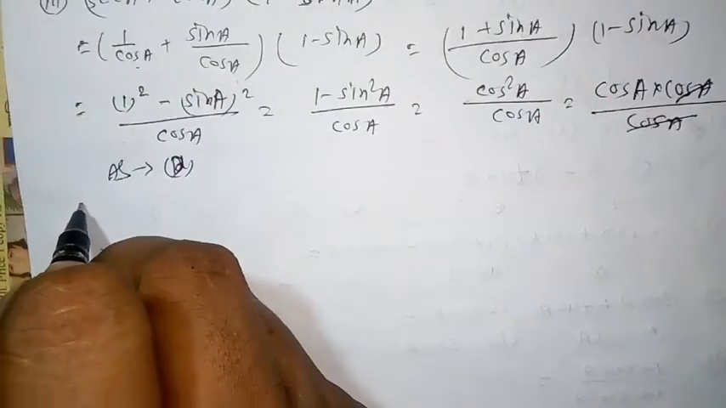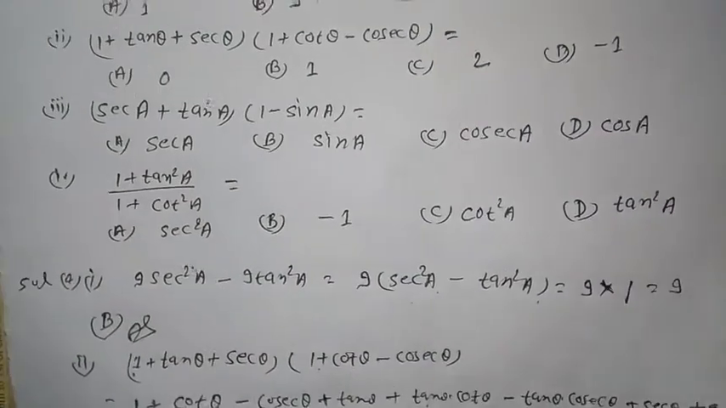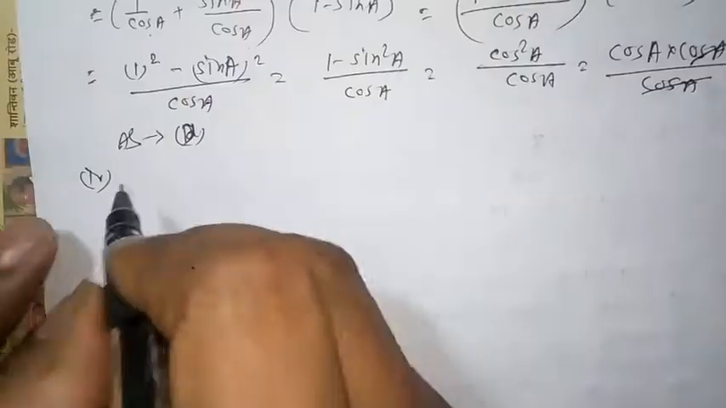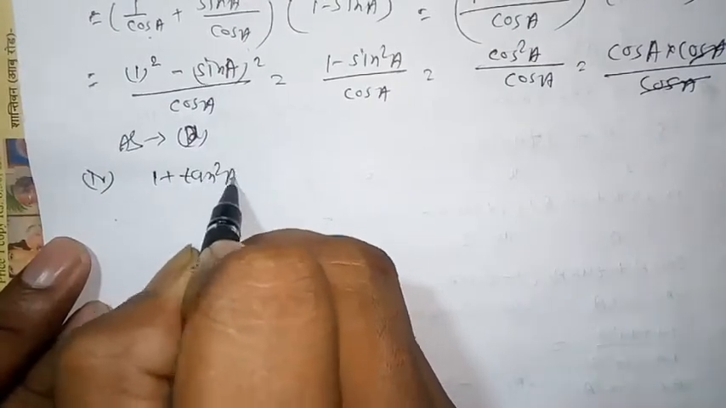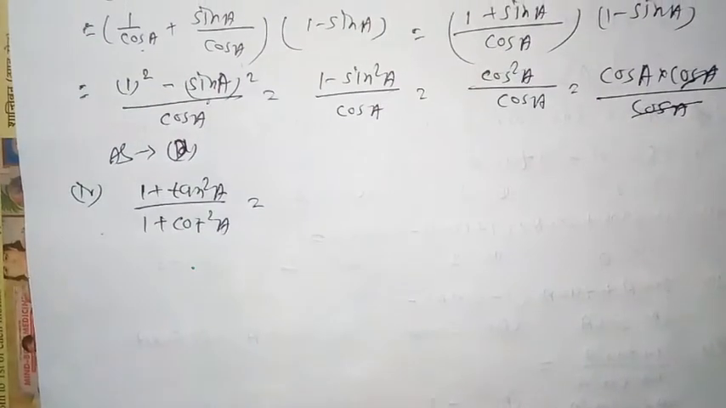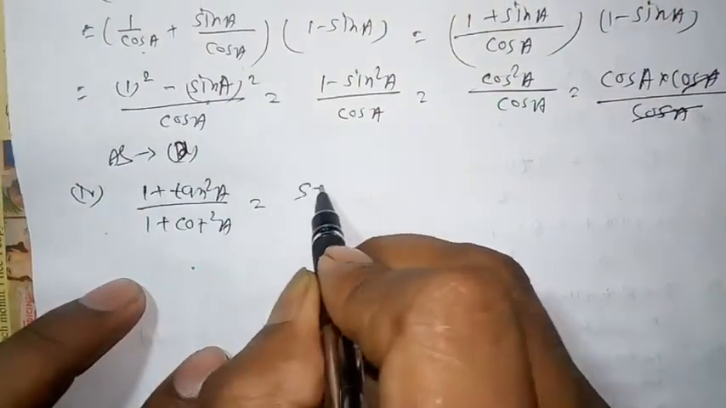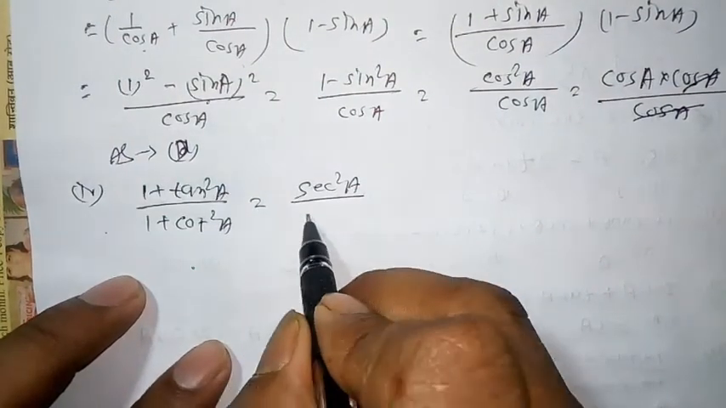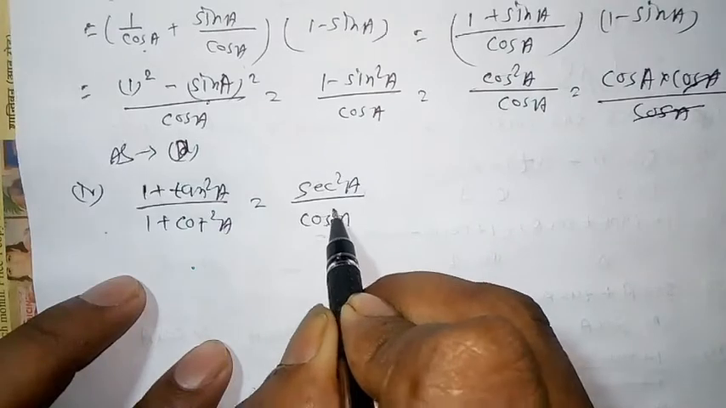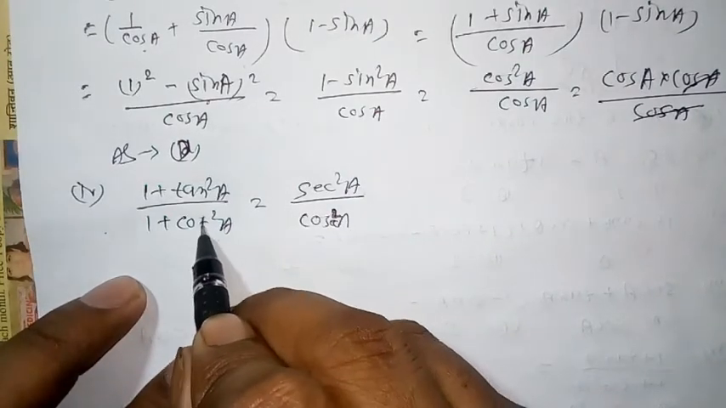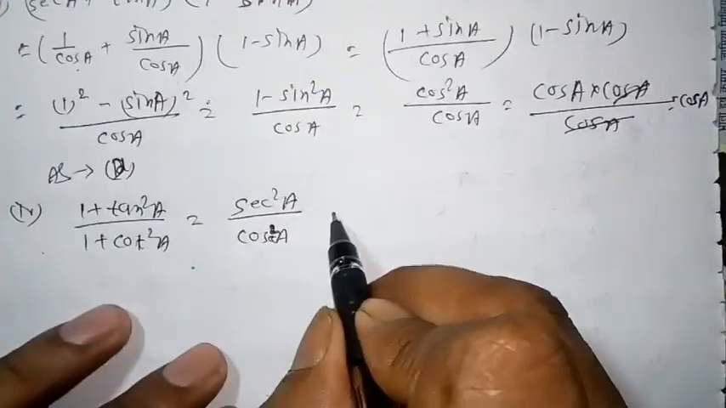The next 4: (1 plus tan square A) by (1 plus cot square A). 1 plus tan square theta is equal to sec square theta, so sec square A. 1 plus cot square theta is equal to cosec square theta, so 1 plus cot square A is equal to cosec square A.